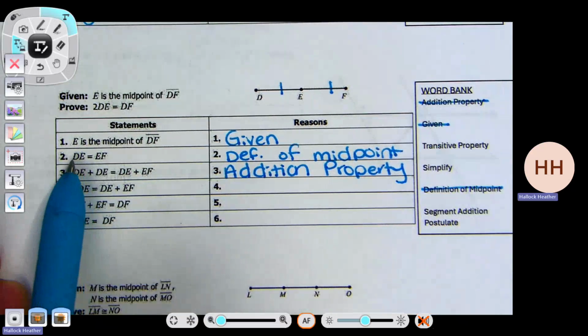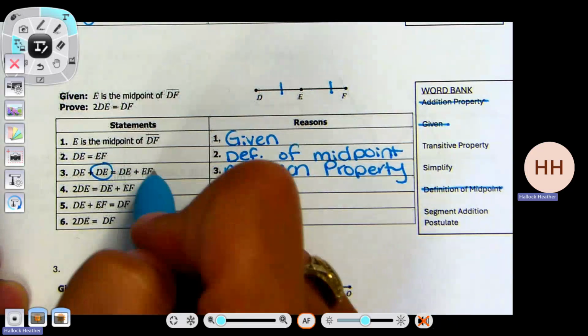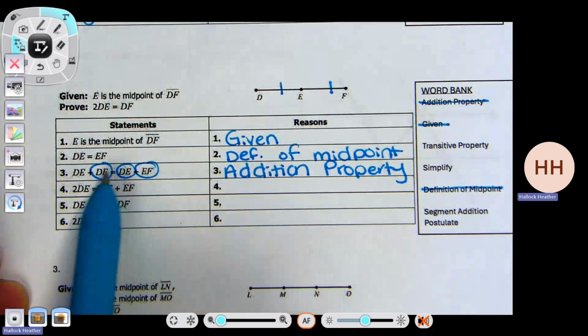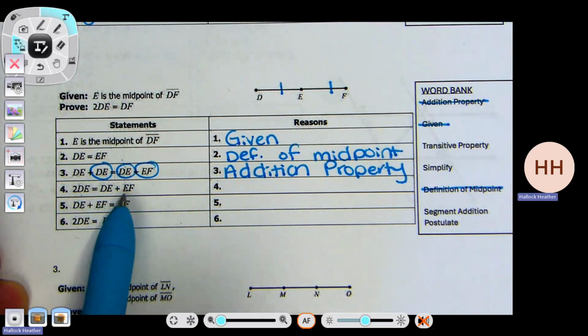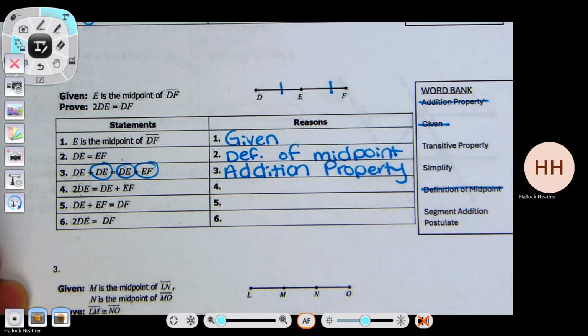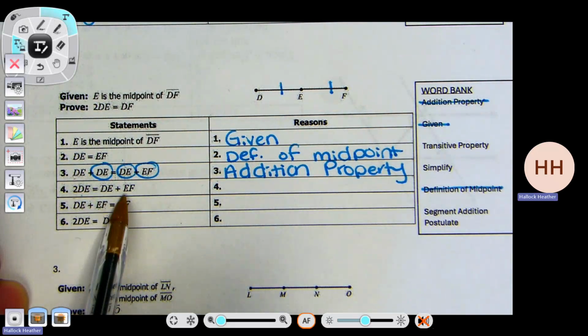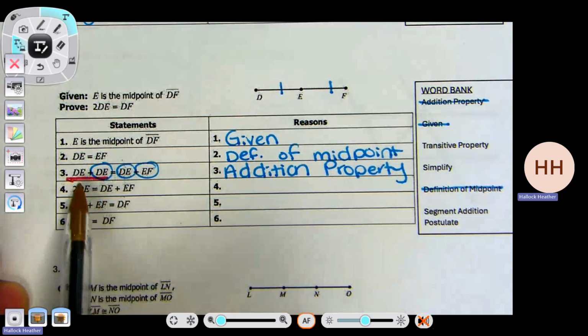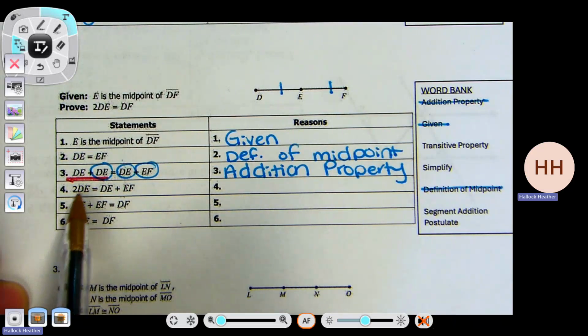Because what they did, if you look, you have DE and then EF, they're adding the same thing to both sides. So they're adding DE to both sides, oh, I put it in the wrong spot, but they're adding DE to both of these sides. So now it says 2DE equals DE plus EF. So from 3 to 4, what did they do? They simplified because they combined the two DEs. So like x plus x is 2x. They just combined them to make 2DE. So simplify.